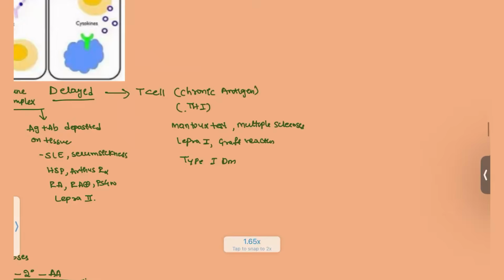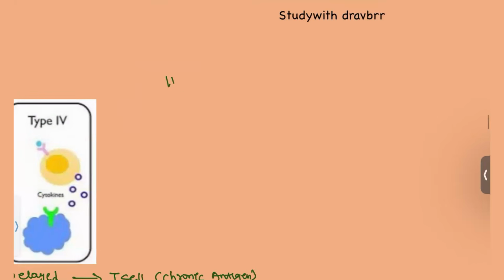Next, also graft reactions. Okay, graft reaction. Hyperacute is seen in less than 48 hours. And then acute, most common, is seen in weeks. Okay, next, chronic type.